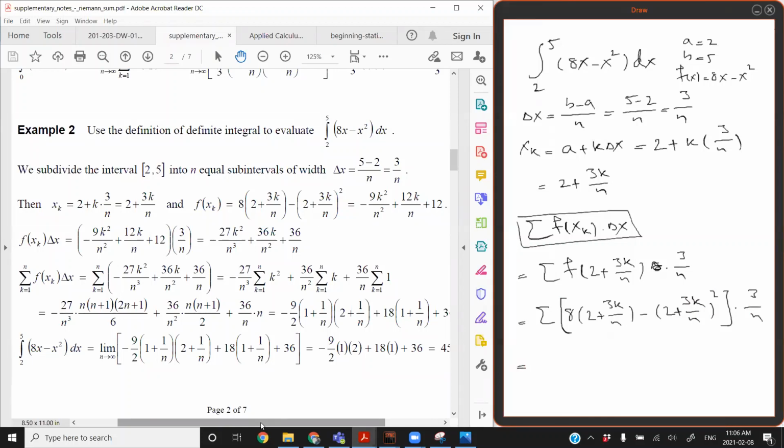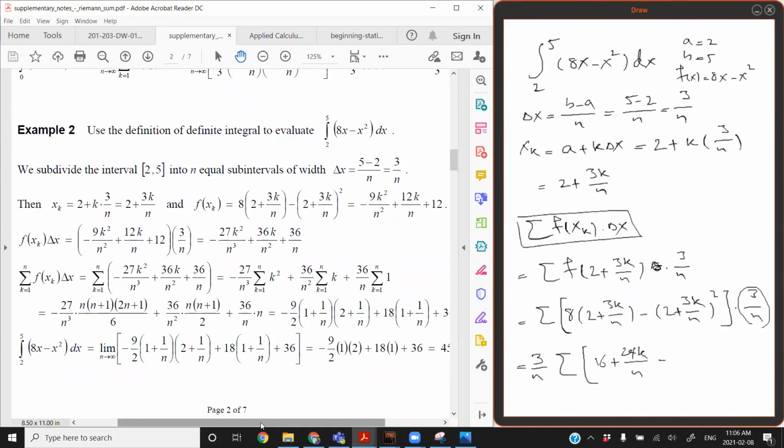Okay. So what I'm going to do for this one is I'm going to move this 3 over n outside the sigma, because don't forget n is a constant so far, because this depends only on k. So I'm going to write that as 3 over n sigma. If I multiply these two, what do I get? I get 16 plus, multiply these two, I get 24k over n minus.